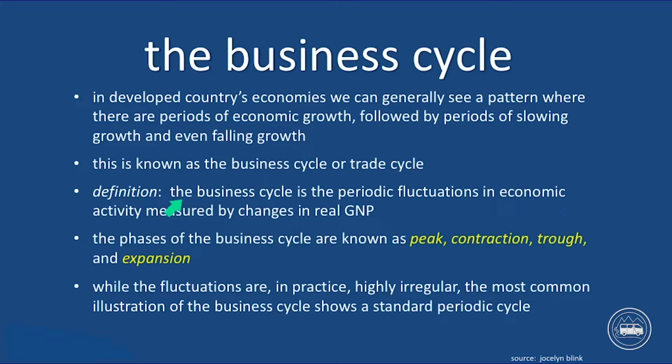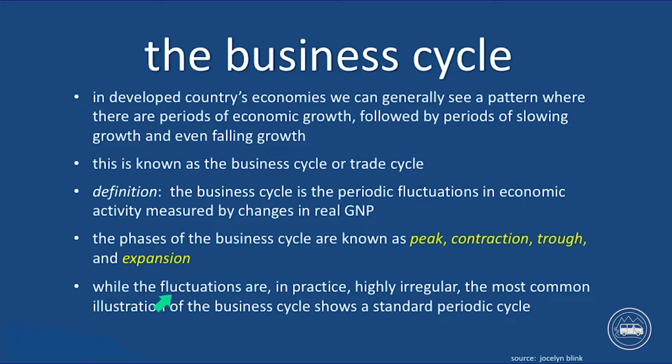Definition. The business cycle is the periodic fluctuations in economic activity measured by changes in real GDP. So that's GDP or GNP, but we usually use GDP. You can use both. But with GDP, what does real mean? Inflation's taken into account, okay? So the phases of the business cycle are known as peak, contraction, trough, and expansion, and all of those terms are defined in the notes that accompany this video.